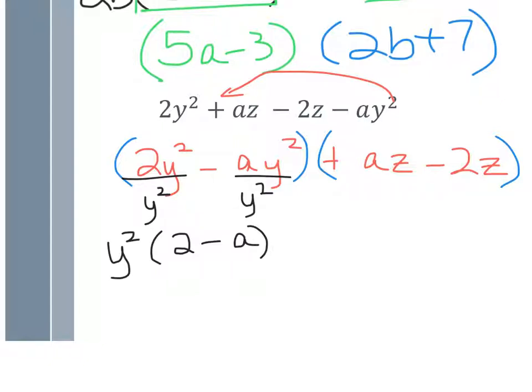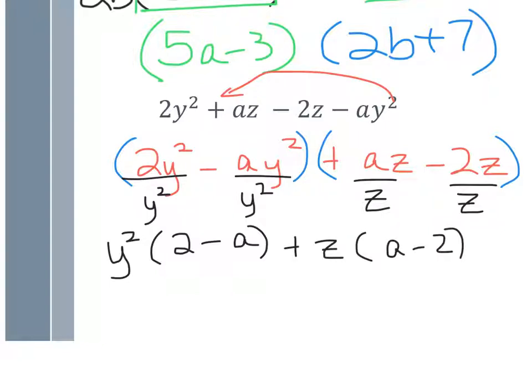Now, what do you think the GCF of the second group is? Z. Okay, let's watch what happens when we divide by z. When I divide by a positive z, I get a minus 2. Does that look like the other one? No. What could I do to make it look the same? What could I pull out instead?